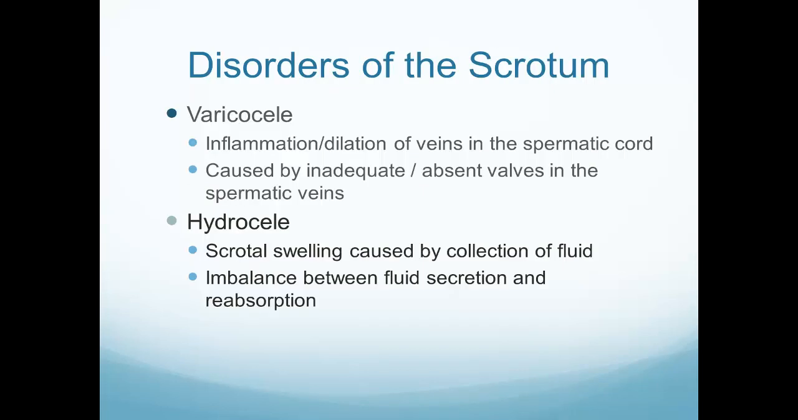Two conditions that can happen with the scrotum are a varicocele and a hydrocele. A varicocele is a situation where we have inflammation or dilation of the veins in the spermatic cord, and it's caused by having problems with the valves in the spermatic veins. Absent valves could be a possibility, but in most cases the valves become either inadequate or damaged, and it could be because the person is doing a lot of heavy lifting or something like that that's causing a lot of back pressure on those valves, just like getting varicose veins anywhere else. Basically, it's a varicose vein that is occurring in the veins around the spermatic cord.